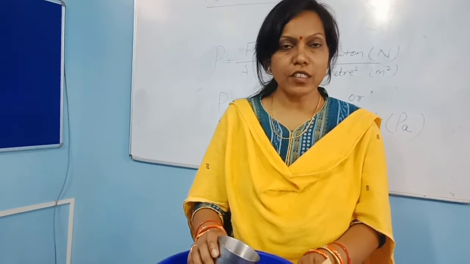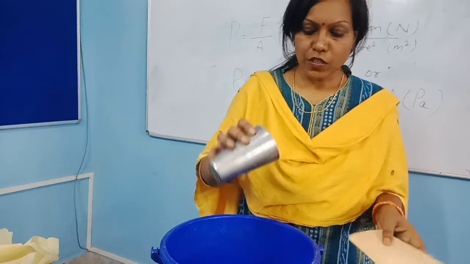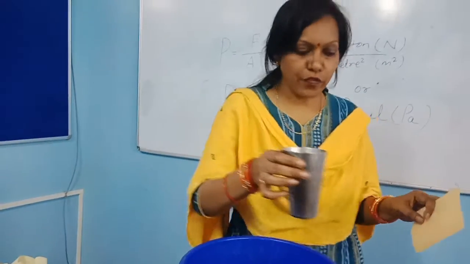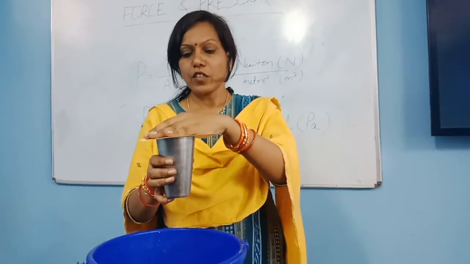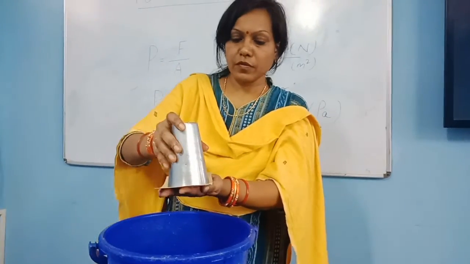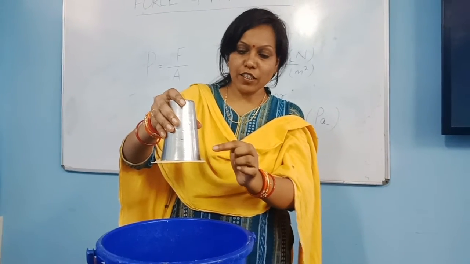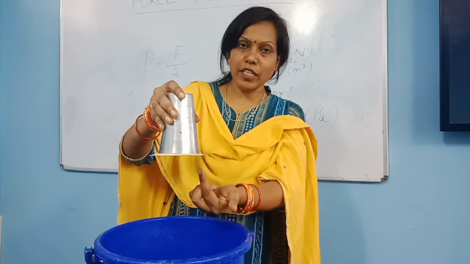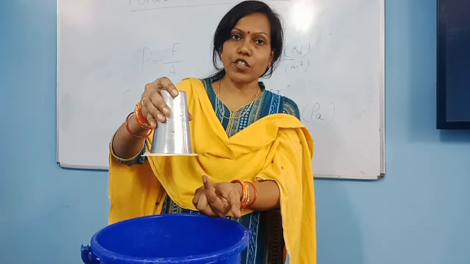Let's do another activity to show the existence of atmospheric pressure. Here is a glass and a cardboard, a postcard. Now we fill the glass with water. Then we put the cardboard on the glass and invert the glass. The cardboard does not fall. The water exerts pressure on the cardboard, but the air exerts pressure in the upward direction, and the atmospheric pressure is much more than the pressure exerted by the water. So the cardboard does not fall.